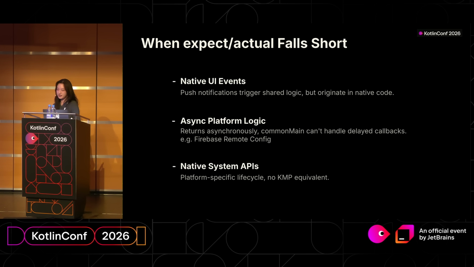First, native UI events. Things like push notifications. The notification arrives in your iOS app's notification center. Native code receives it, but the logic that handles it is in your shared module. Second, async platform logic. Things that return through callbacks on whatever thread the platform feels like. Your commonMain code just can't await those. And third, native system APIs that have no KMP equivalent at all.